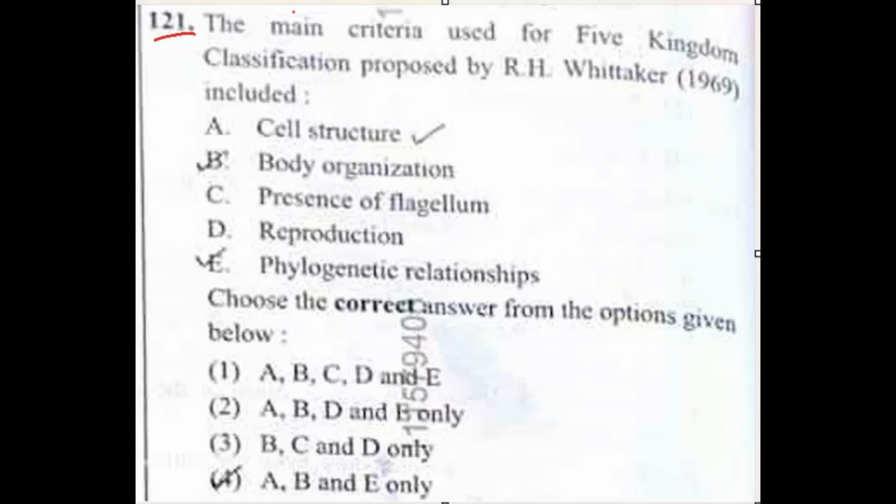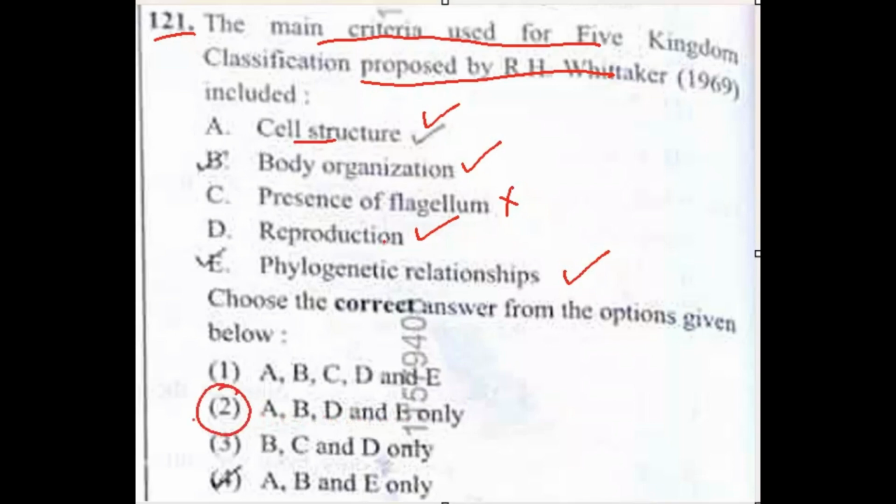Question number 121. The main criteria used for 5 kingdom classification proposed by R.H. Whittaker, 1969, included cell structure, yes. Body organization, yes. Presence of flagellum is not there. Reproduction, yes. Phylogenetic relationships, yes. So the answer will be except presence of flagellum. What answer will go? A, B, D, and E. Correct. So option 2 will be the answer. A, B, D, and E. C is not there.